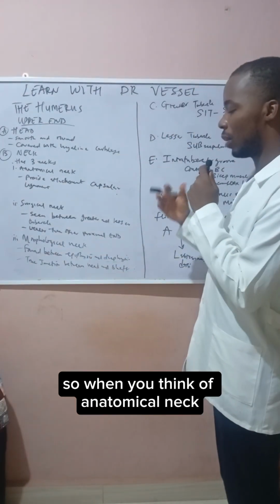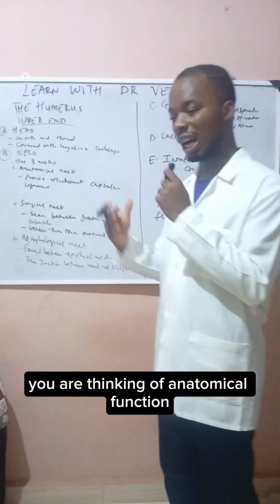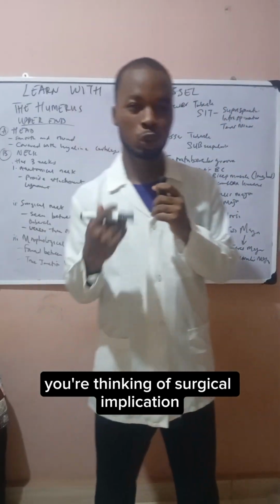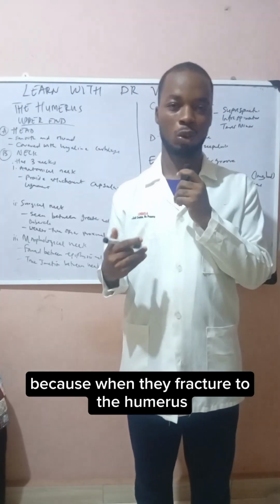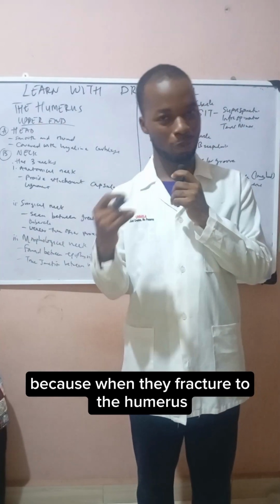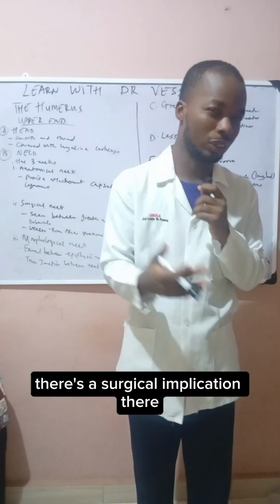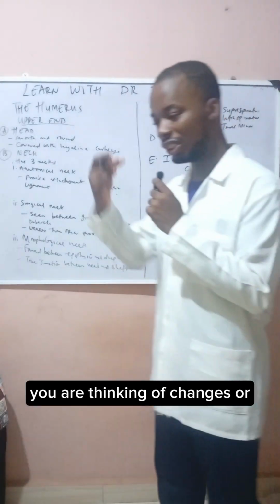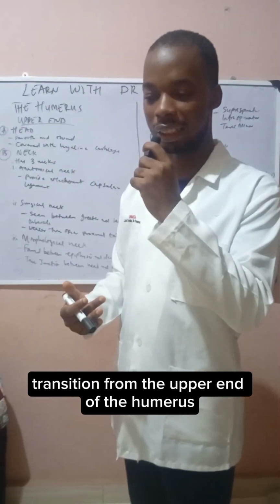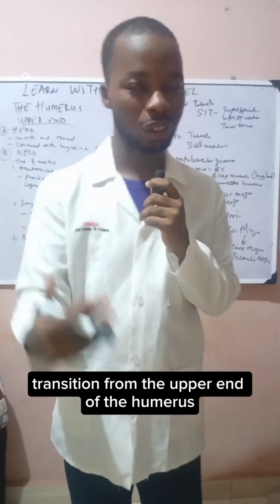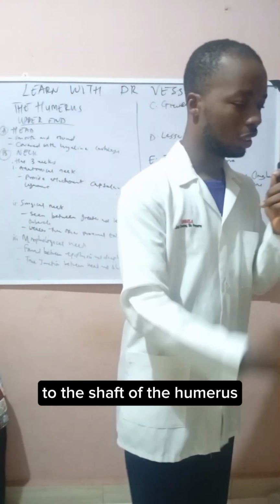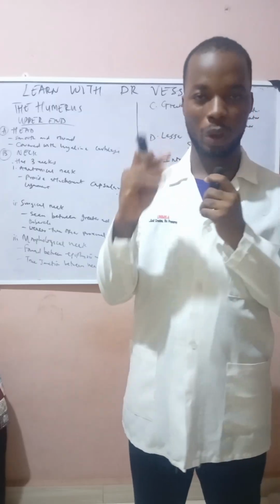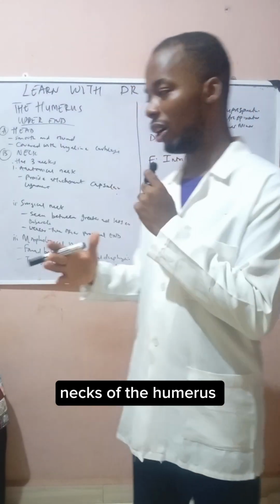So when you think of anatomical neck, you are thinking of anatomical function. When you think of surgical neck, you are thinking of surgical implication, because when there is fracture to the humerus, there is a surgical implication there. When you think of morphological neck, you are thinking of the change, a transition from the upper end of the humerus to the shaft of the humerus. With this, you can remember something when you are asked about these necks of the humerus.